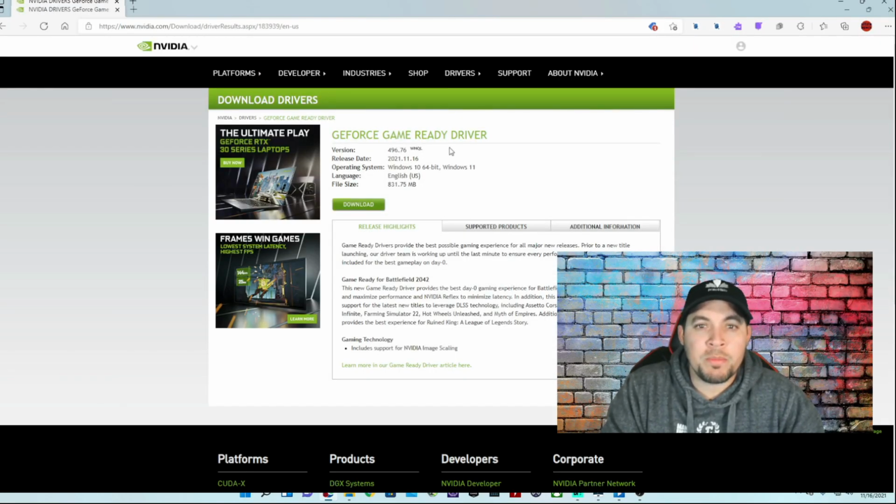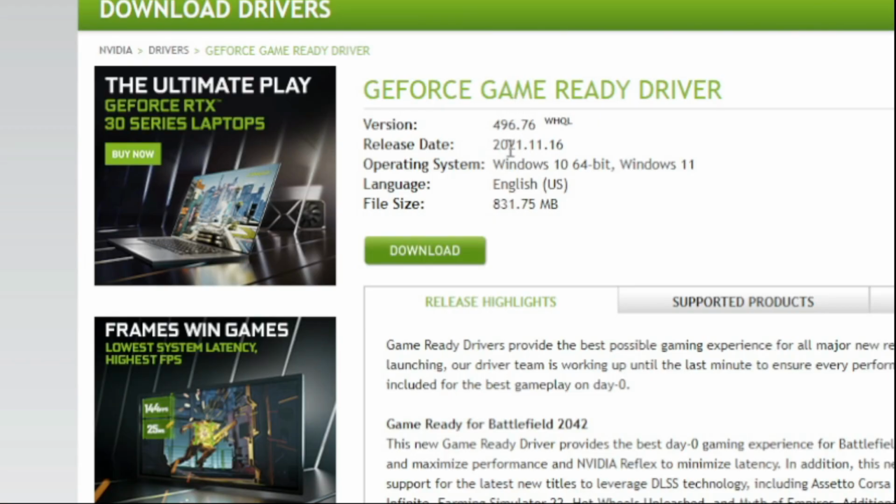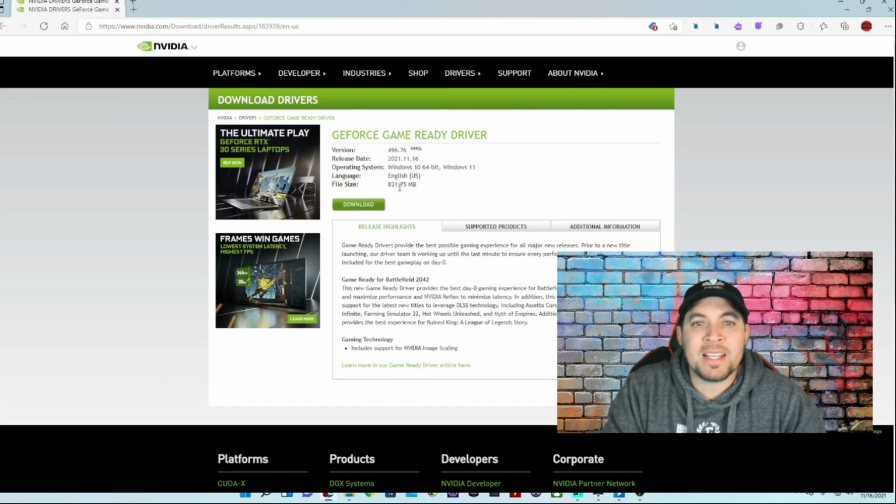The version is going to be the 496.76. And then it was released today, November 16th, 2021. And then these are the operating systems it supports. Language and the size is 831.75 megabytes. Okay, so you'll be able to download it, try it.